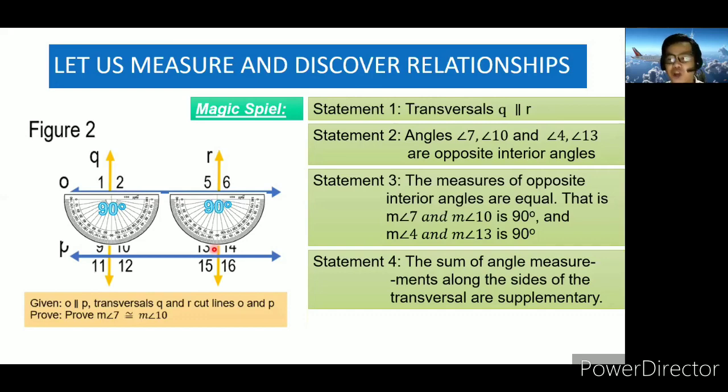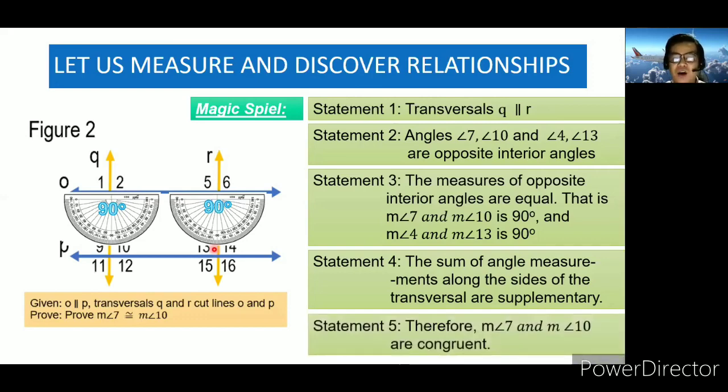Now, you can write for your conclusion that, therefore, the measure of angle 7 and the measure of angle 10 are really congruent. Right?